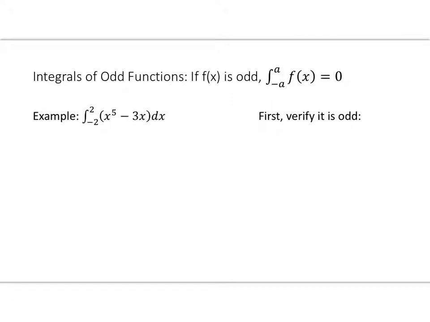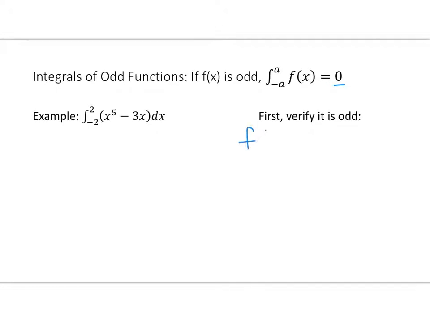Now if a function is odd, the integral from negative a to a of f of x will always equal 0. So it will make our life a little bit shorter. We won't have quite as much work to do if we recognize that it's odd. So we want to evaluate the integral from negative 2 to 2 of x to the fifth minus 3x dx, but first we have to verify that it's odd.